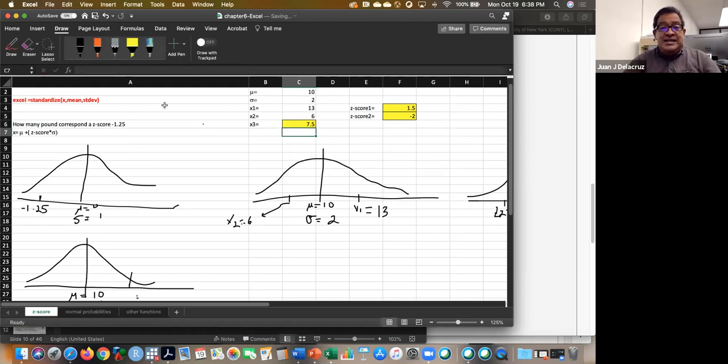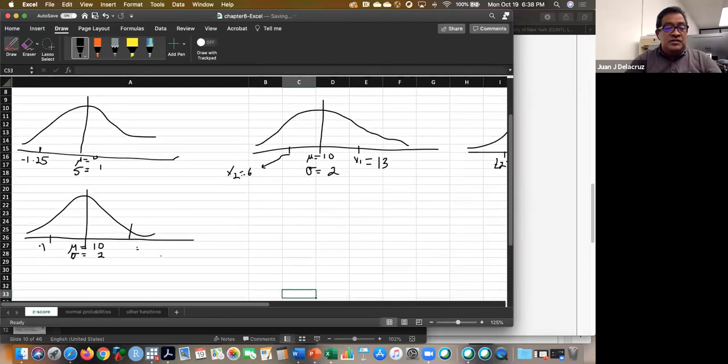In this case, the 1.25 z-score here corresponds to 7.5, right? So it's going to be 7.5. That is going to be the value of X, okay? We are going to do some other examples. This is only to find the z-score, but you want the z-score because you want to know the area under the curve, right? So we were addressing this.